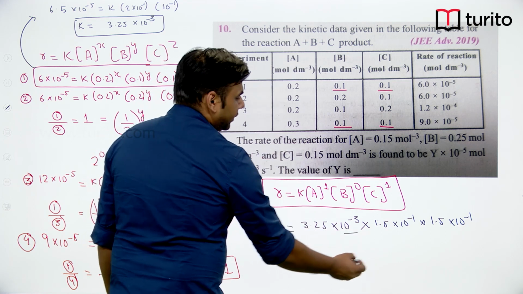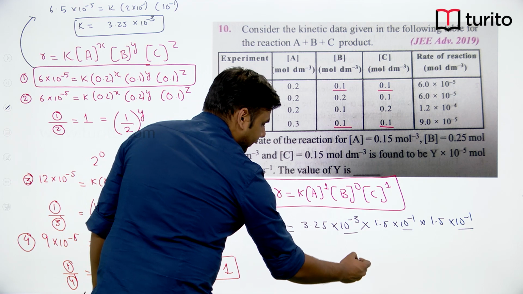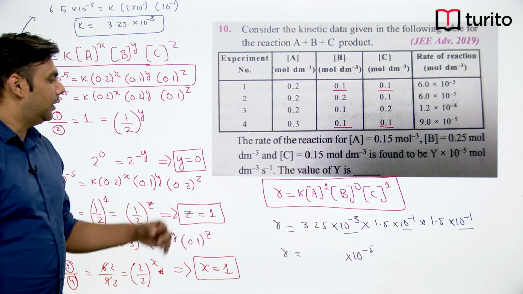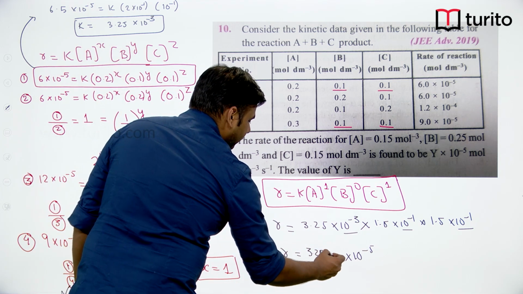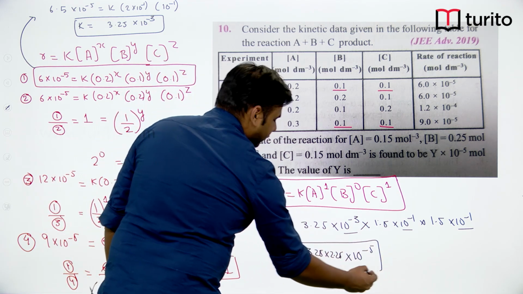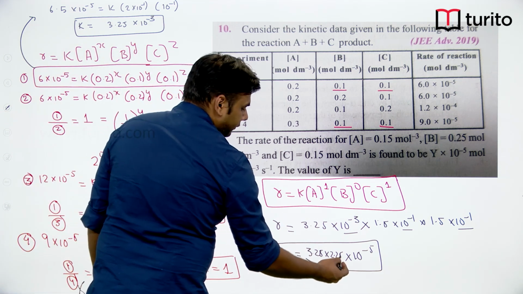So 10 raised to minus 3 into 10 raised to minus 1 into 10 raised to minus 1, so basically this is 10 raised to minus 5, okay. So basically you have to multiply these terms, so this is basically 3.25 into 2.25, okay. So just carry out this calculation, and this is the value of K, okay.